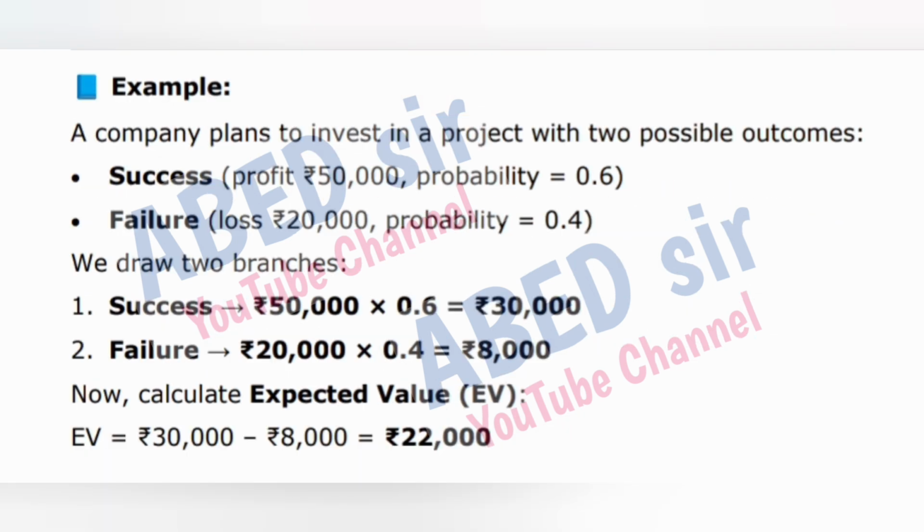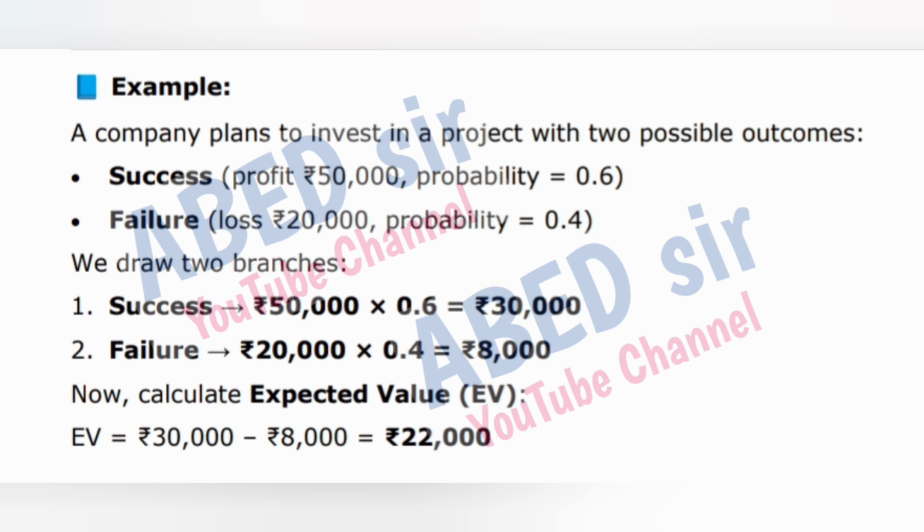Example. A company plans to invest in a project with two possible outcomes. Success: profit 50,000 rupees, probability is equal to 0.6. Failure: loss 20,000 rupees, probability is equal to 0.4. We draw two branches.